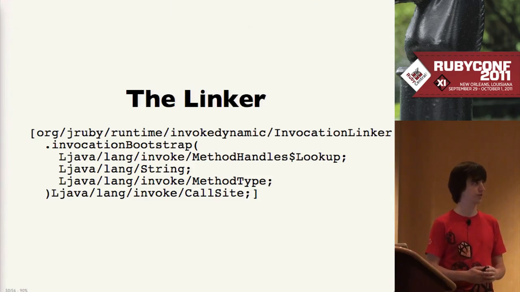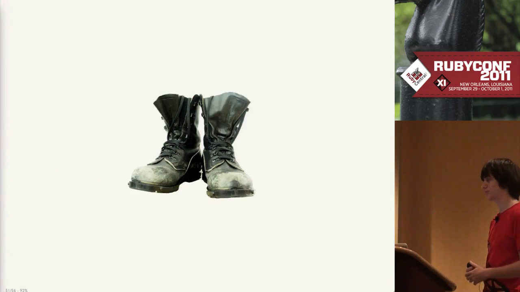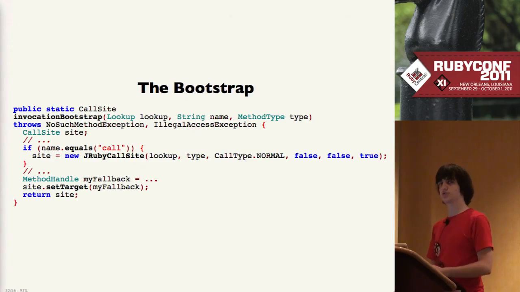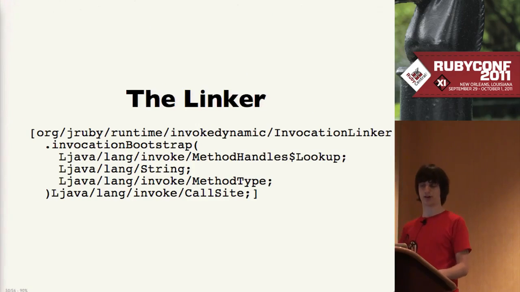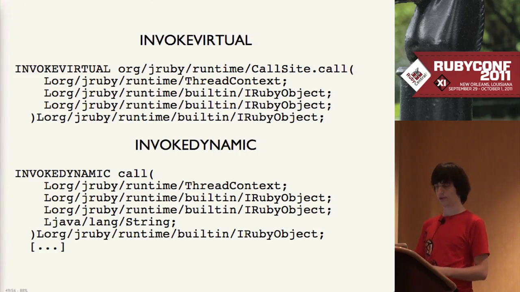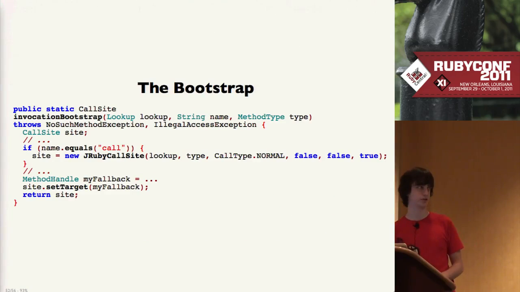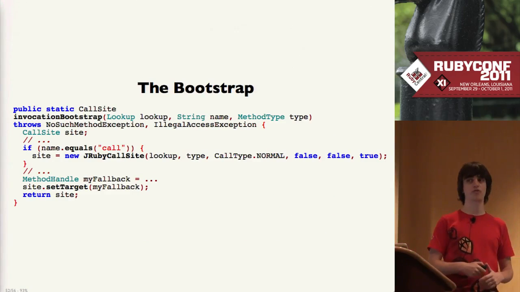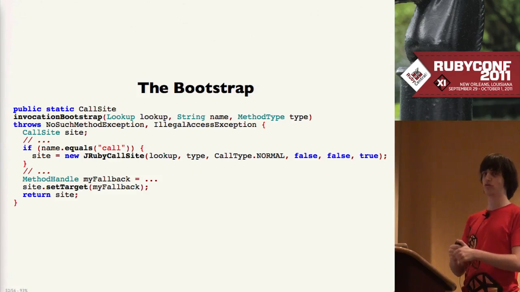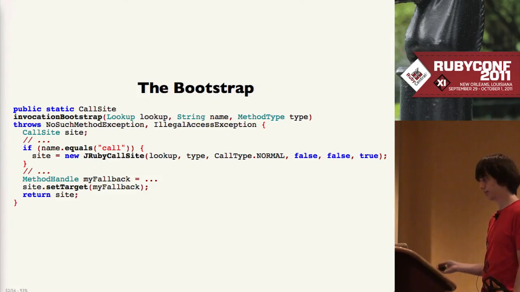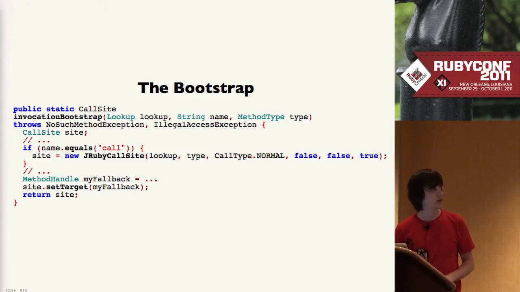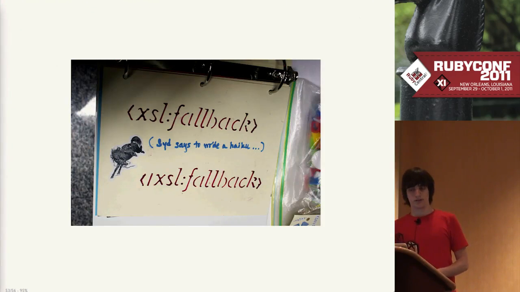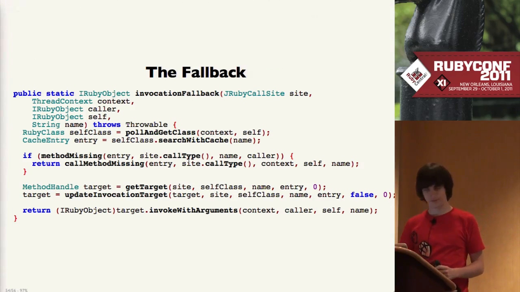Now, the interesting thing about the bootstrap in JRuby is that it's not looking for the method at all, because it doesn't know what argument will be passed as the method name. So all it does is place a call site there that will call the fallback on the first call, independent of whatever. So there's no lookup logic in here. And then in the fallback, there's actually the lookup logic.